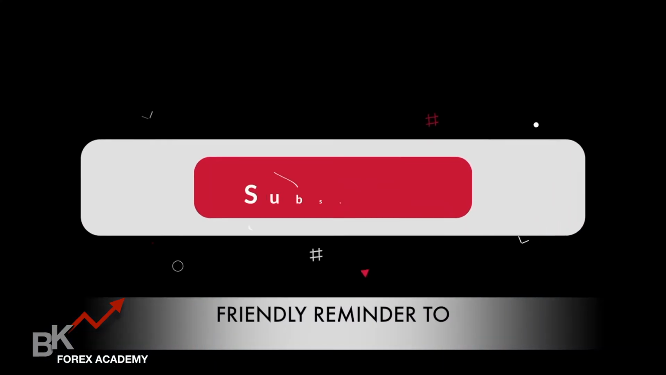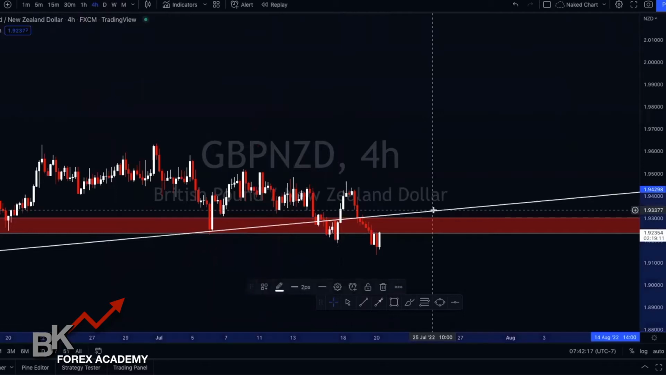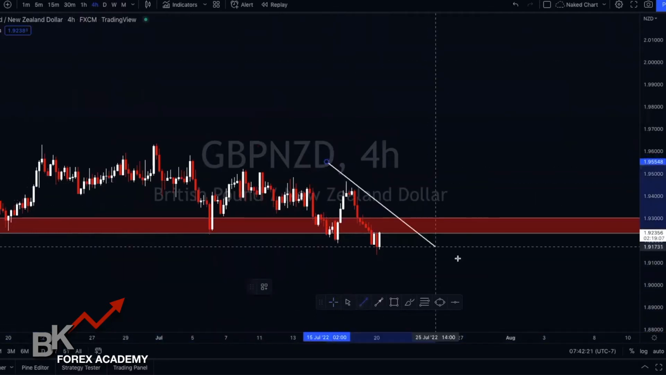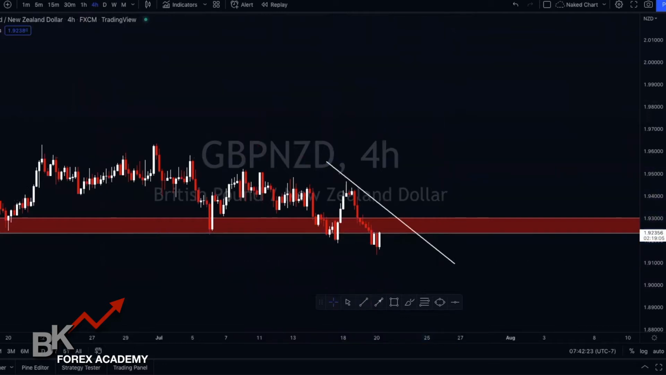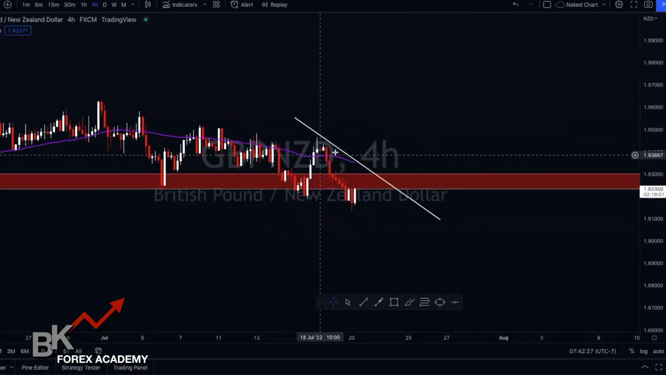So considering that, I'm going to move down to the 4 hour. And now on the 4 hour, you can see more clearly the price action. Okay, so I'm just going to go ahead and mark my trend line this way. And also, I'm going to go ahead and add my 50 MA. Now you can see on my 50 MA, price is below it.